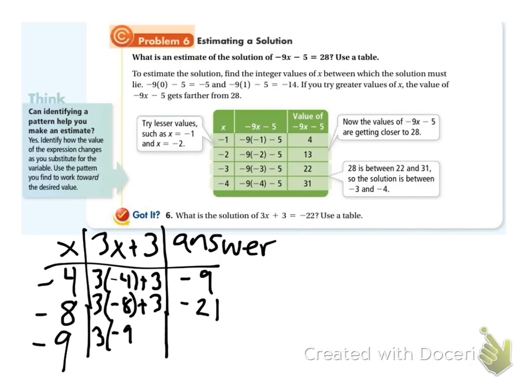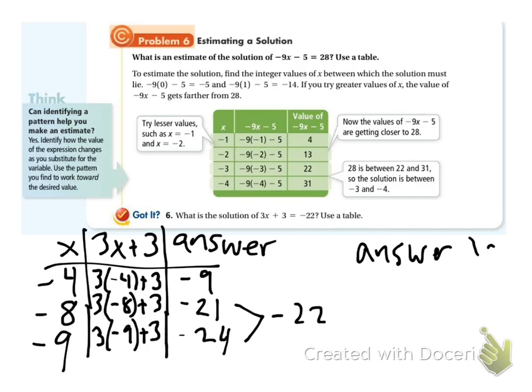3 times negative 9 plus 3. 3 times negative 9 is negative 27. Plus 3 is negative 24. So my answer falls right in between here. I'm looking for negative 22. So my answer is between, ooh, that's pretty bad, is between negative 8 and negative 9.